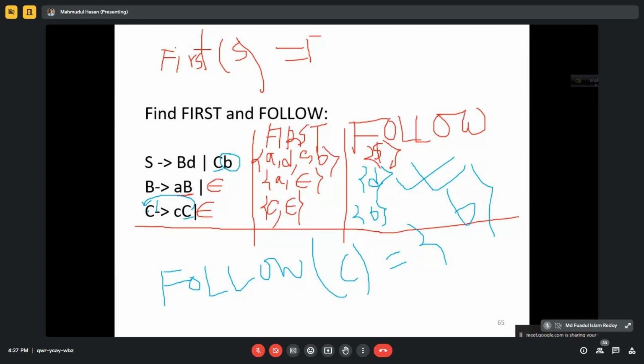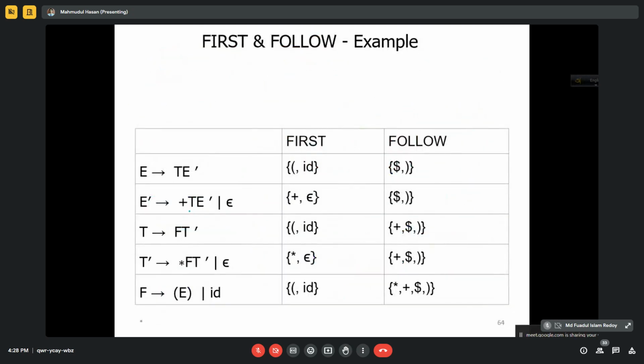Then when do we replace it with the first? So look at this. If you consider this one, suppose you are trying to find out the follow of T. After T there is E dash, and E dash is a non-terminal. So at that time you need to take help of the first value. Okay sir, thank you sir.